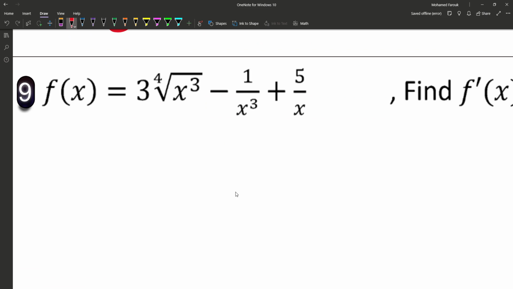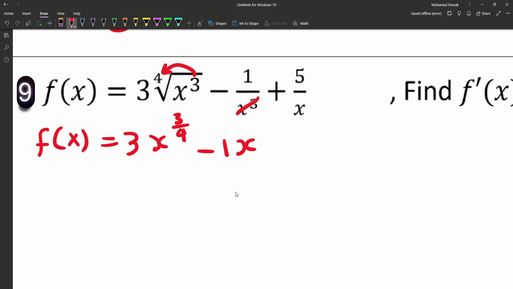Let's move to the next one. f of x is equal to 3 fourth root of x power 3 minus 1 over x power 3 plus 5 over x, and we need to get the derivative. At first, let's write it in power rule form. So this one will be 3, and you have a radical and a power, so we'll make it x power 3 over 4, minus this one. Let's move it up there, so it will be negative 3 x power negative 3, and this one is the same, x power negative 1.